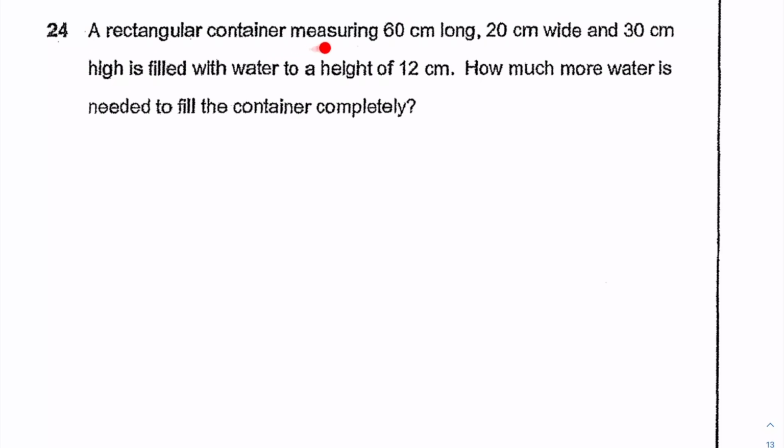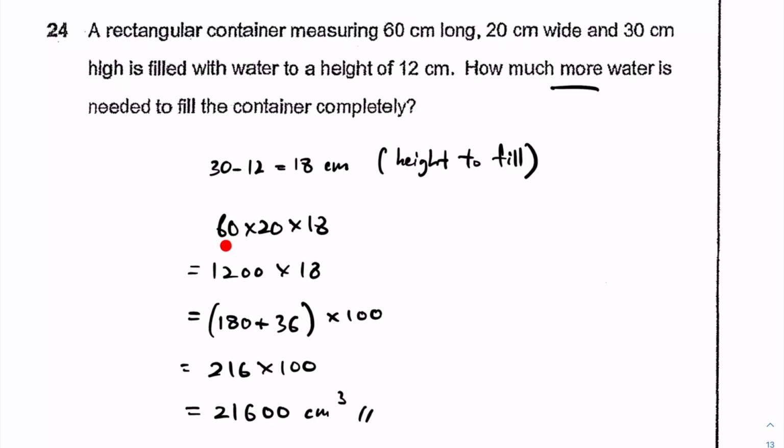A rectangular container measuring this by this by this is filled with water to a height of 12. So it's not the full height of 30, it's only up to a height of 12. How much more water is needed? Okay, so if the height of 12 is already filled and the total height is 30, we can say that therefore the height to fill will be 18 centimeters. All right, so how much volume of water is that? So that's going to be 60 by 20 by a height of 18.